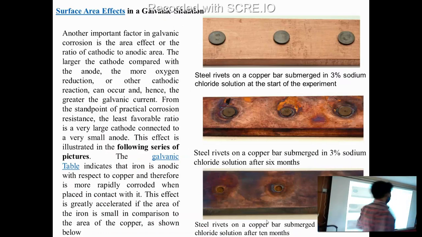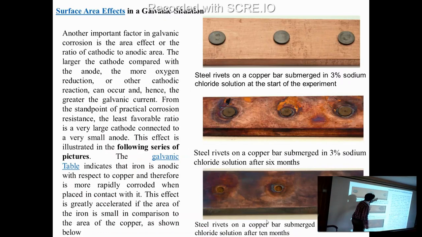You see the example here? This is a copper bar. And these are some, what we call, some nuts, some rivets. See, this is a steel rivet. This is a copper bar. Initially at the start of the experiment, I have put this copper bar with steel rivets in some solution. Where? Some 3% sodium chloride solution. This is at the start of the experiment.